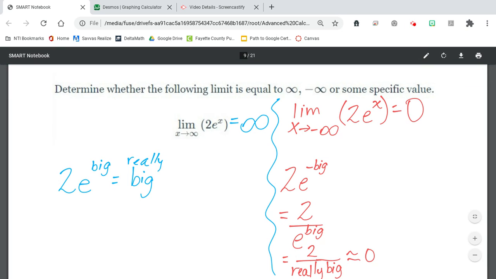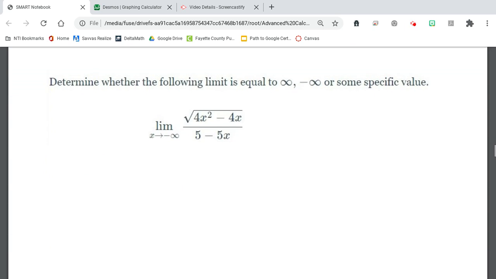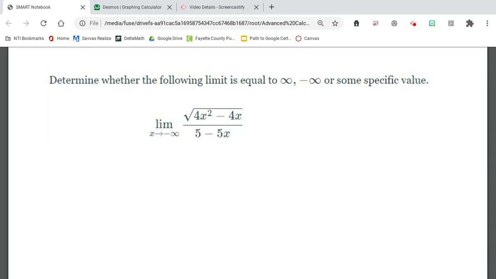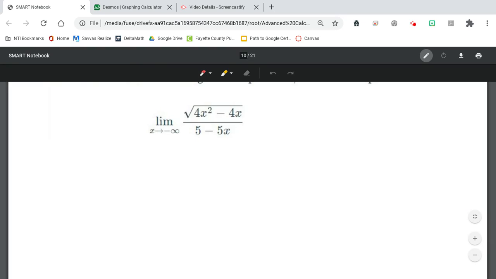Now, the more you do these, the better you'll feel about them. So let's just go through some more examples here. All right, here now we have rational functions, and I want to compare with the dominant term. So first of all, I'm going to identify the dominant terms. Okay, so the most dominant term in the numerator is the square root of 4x squared. The most dominant term in the denominator is negative 5x. Now the problem does ask me to approach negative infinity, and I will, but I'm going to do a different problem first because I think it will be easier to do positive infinity first.